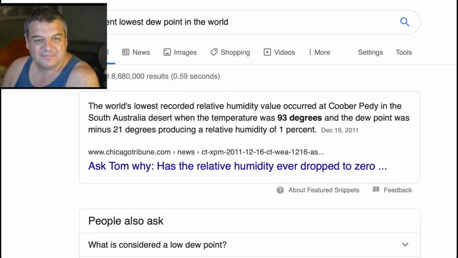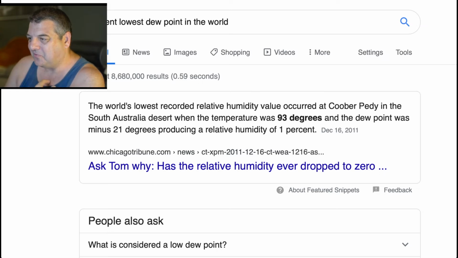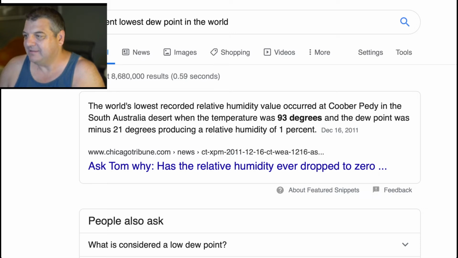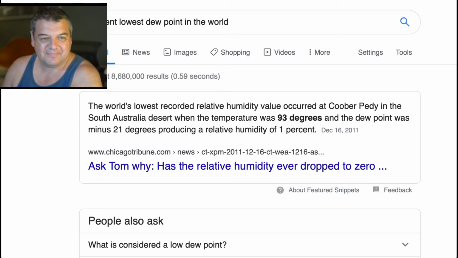See if it comes up. This is the lowest recorded. See, we hold the record here in South Australia. The world's lowest recorded relative humidity value occurred at Coober Pedy in South Australia, my state. Desert, when the temperature was 93 degrees and the dew point was minus 21 degrees, producing a relative humidity of 1%. So what's that saying?